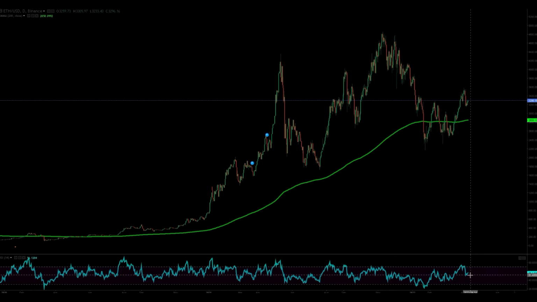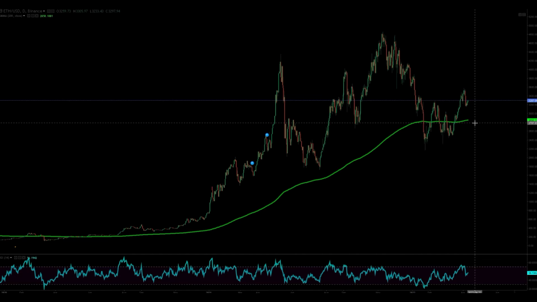What I generally like to do is that if it's above 50, I assume that it's in an uptrend, and if it's below 50, I assume that it's in a downtrend. So the 200 period smooth moving average is here. The price is above this, plus the RSI is 57, which is above 50. So these two things together are telling me I am in an uptrend right now.